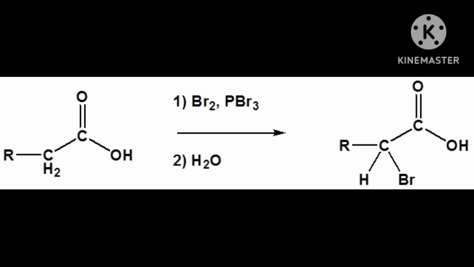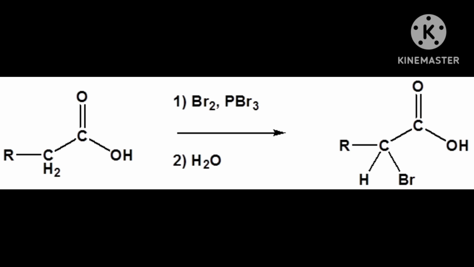RCH2COOH. This is the carboxylic acid. Here the alpha carbon has two hydrogens. That is the alpha hydrogen. Then you know what will happen. The halogen will go to that carbon only. From CH2, one hydrogen will go, and in its place one X will join. X may be Cl or Br.